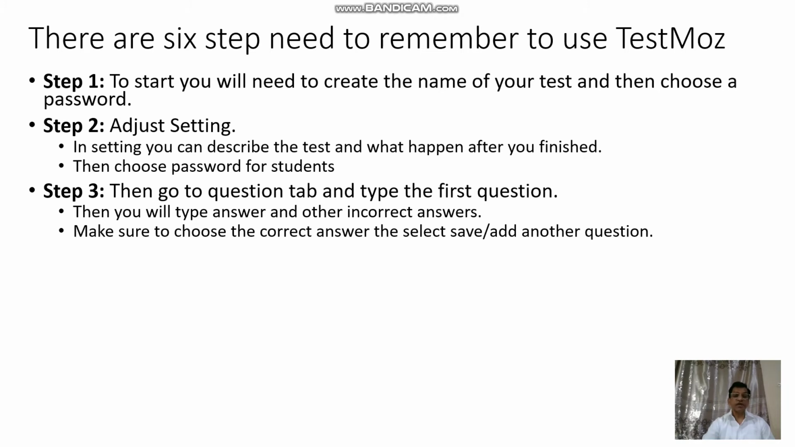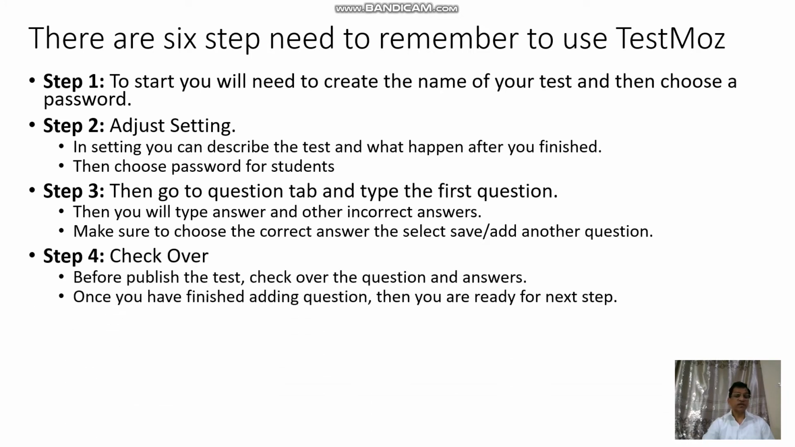In the third step, go to the question tab and type the first question. Then you will type the answer and the other incorrect answers. After this, make sure to choose the correct answer. Then select save or add another question.